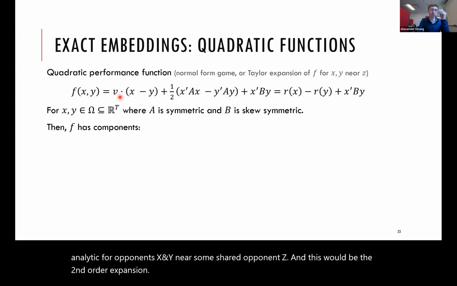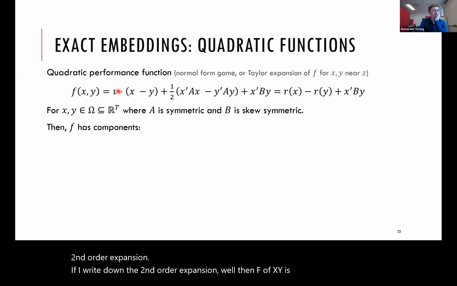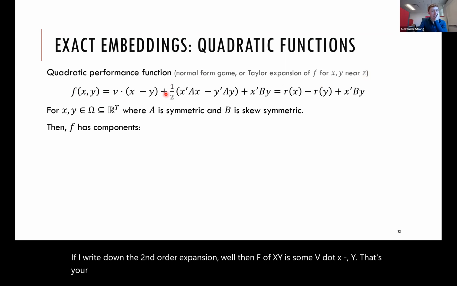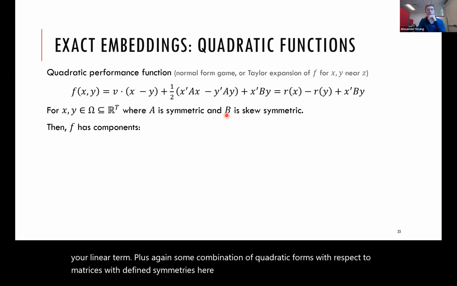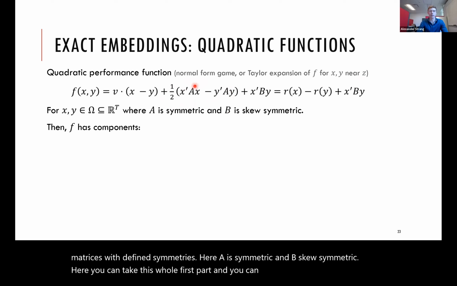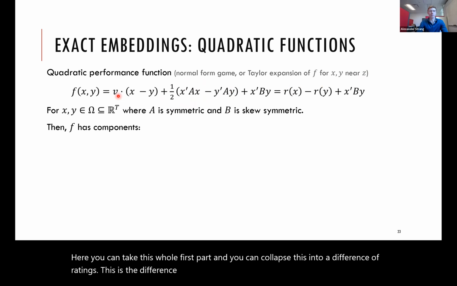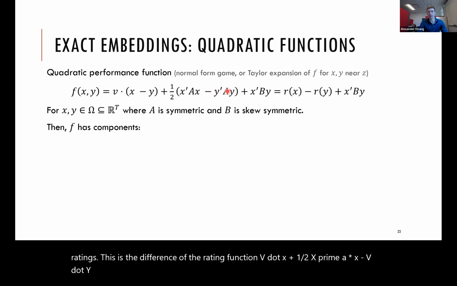If I write down the second order expansion, well, then f of x, y is some v dot x minus y, that's your linear term, plus again, some combination of quadratic forms with respect to matrices with defined symmetries. Here, A is symmetric and B is skew symmetric. Here, you can take this whole first part and collapse this into a difference of ratings. This is the difference of the rating function: v dot x plus 1/2 x prime A x, minus v dot y plus 1/2 y prime A y.